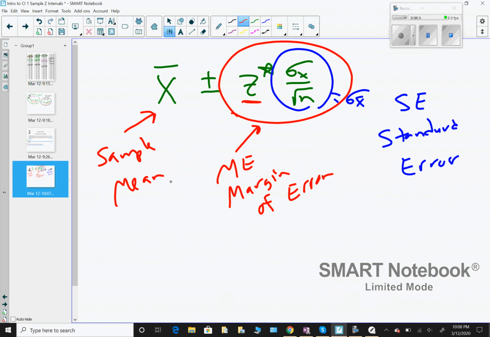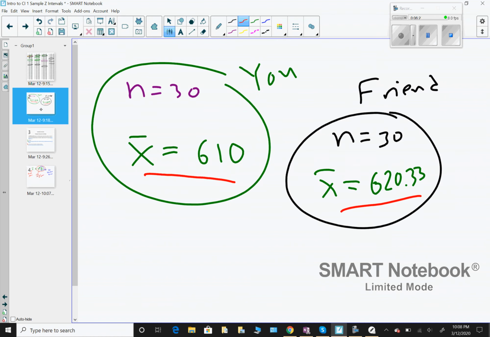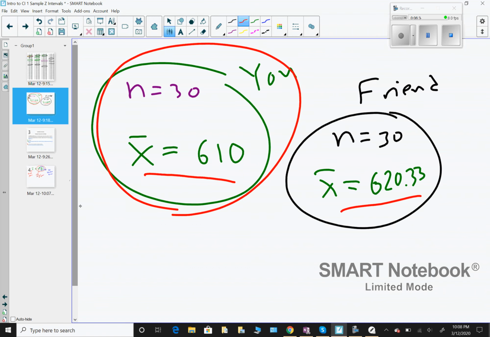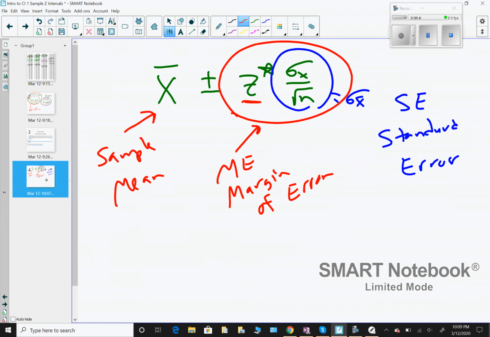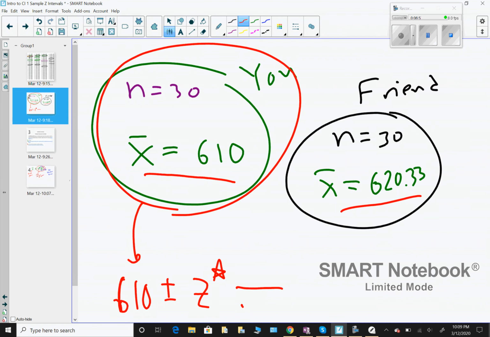Okay, well, we go back to you and your friend, right? Let's consider this first case here, this person over here. How would they build their confidence interval? Well, their x bar is 610, so they would have 610 first, plus or minus whatever this z star thing is, which we didn't talk about. And then, based on the formula, we need the standard deviation of x over the square root of n. Well, we know the denominator is the square root of 30 because we pick 30 people at a time.